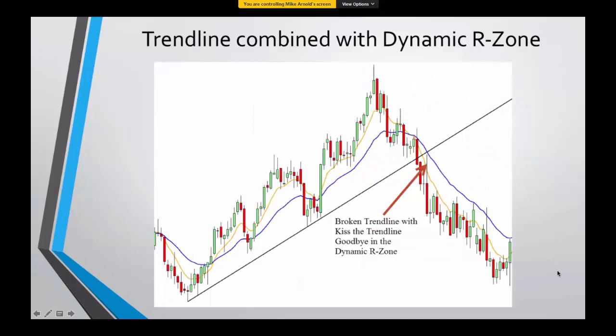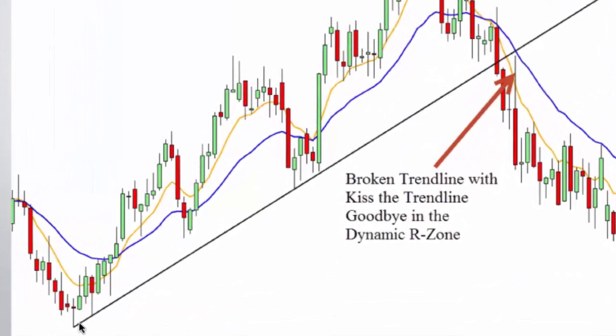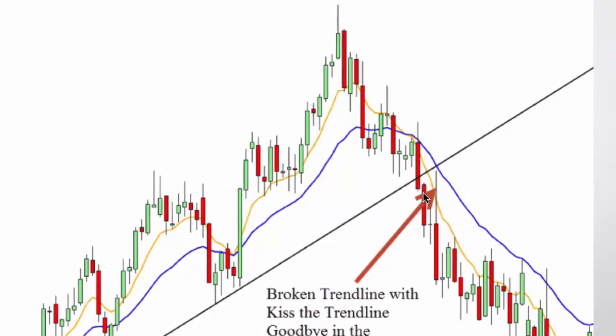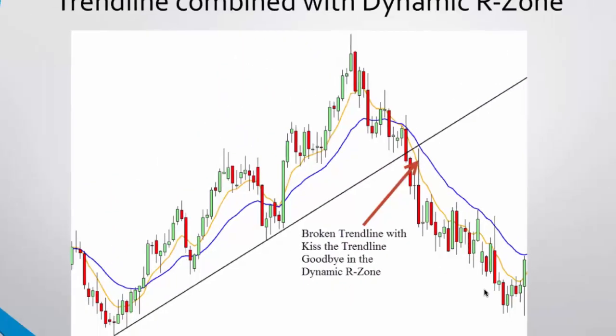Here's an example of a trend line combined with the dynamic R zone. You've got a Path Trading trend line, a proper trend line. You've got an initiating point, a defining point. We get some price action. It does not break the trend line, but here we get a close below. The next candle moves down aggressively, a little doji candle, and then a rally back up. And what's here? The trend line and the dynamic R zone. When you see those two things combined, this is a high probability short signal, especially the first time it's testing. We get the break, we get the kiss the trend line goodbye inside the dynamic R zone. We have 3 factors pushing the price back lower, and we get an extension down.